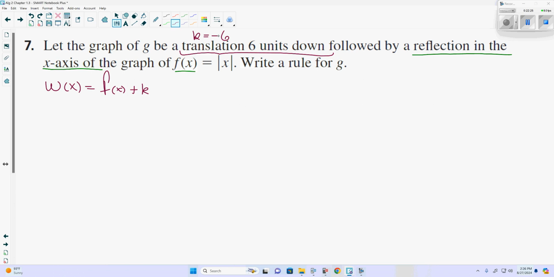We don't have to change anything with that. The only one that we're applying it to a function that we have to change or do something is horizontal stretch or shrink. That's the only one we have to do that with. W of x is equal to f of x minus 6, because we plug in the value for k. Because we could put it in as plus -6, but we don't ever write plus -6. We just write -6.